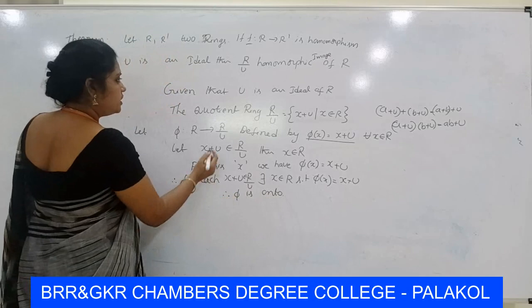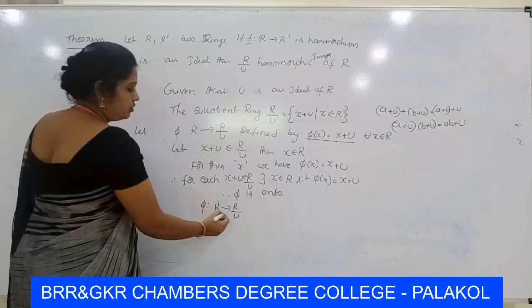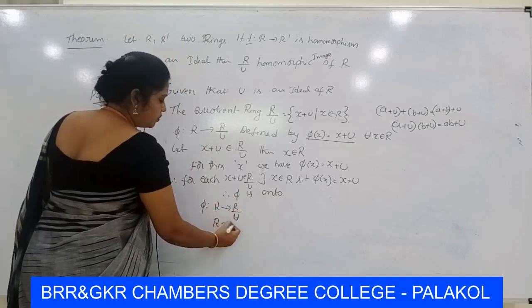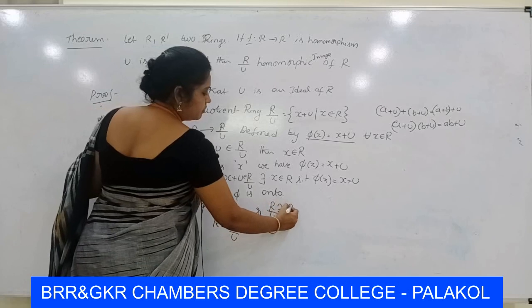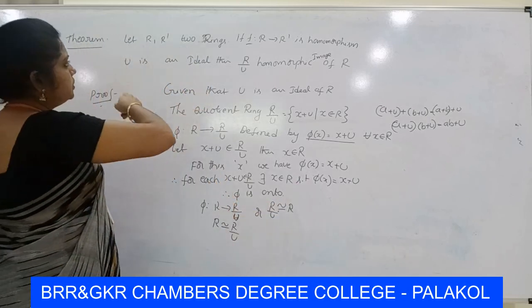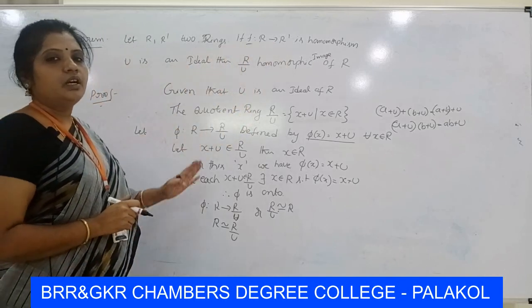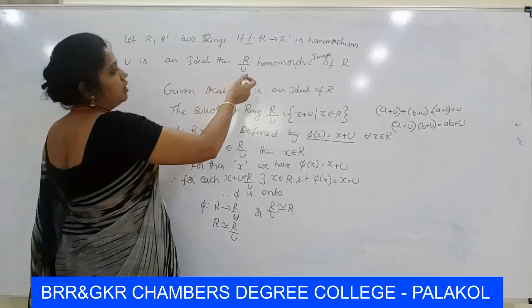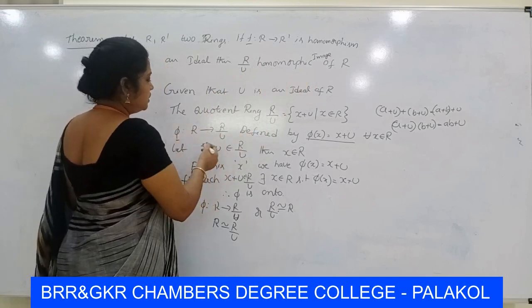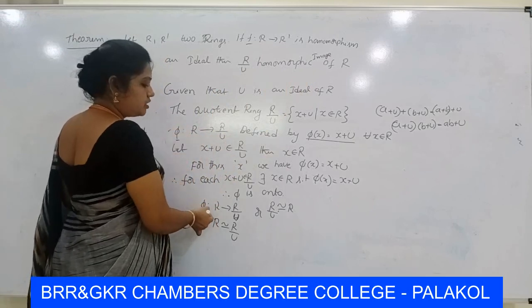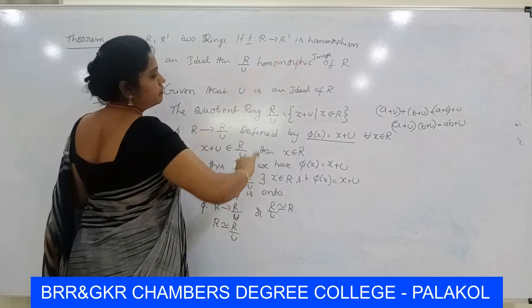Then this mapping, that is phi maps R to R by U, is a homomorphism onto. So R by U is a homomorphic image of R. So our theorem is that if U is an ideal of R, then we have to prove R by U is a homomorphic image of R. That means we have to define a mapping phi from R to R by U. Already we proved phi is a homomorphism and onto, so R by U is a homomorphic image of R.